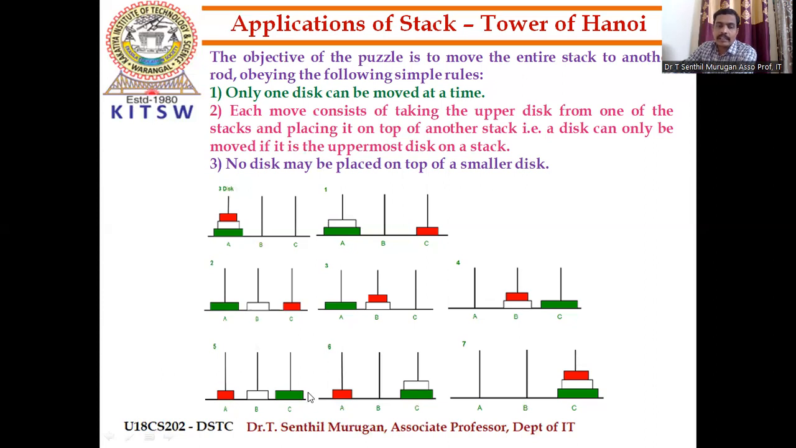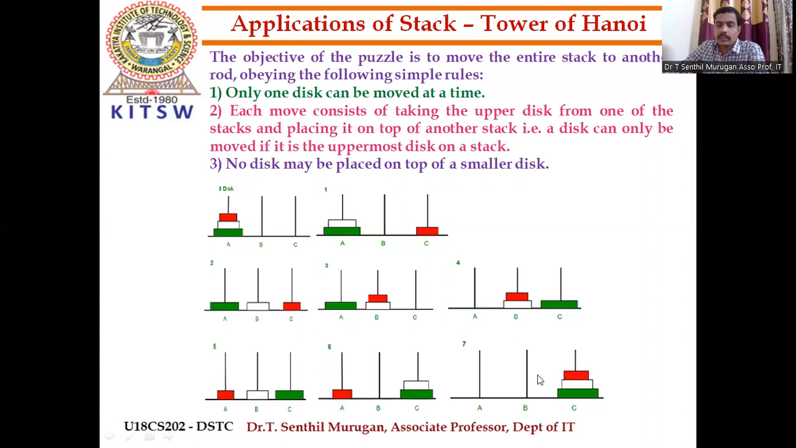So now green is in the C tower, blue is in the middle tower, and red color is in tower A. So now I can shift white onto the green. Then finally I can shift red onto the white. So all the disks are shifted to the target position.